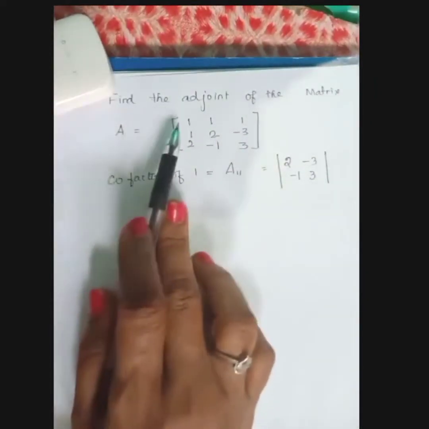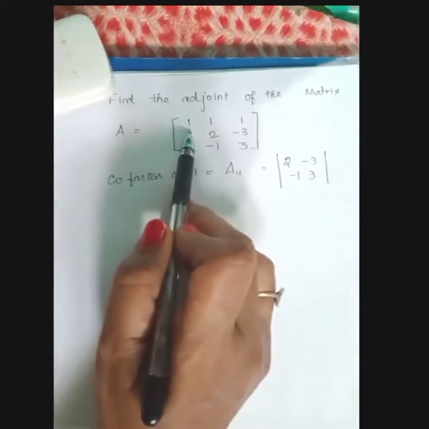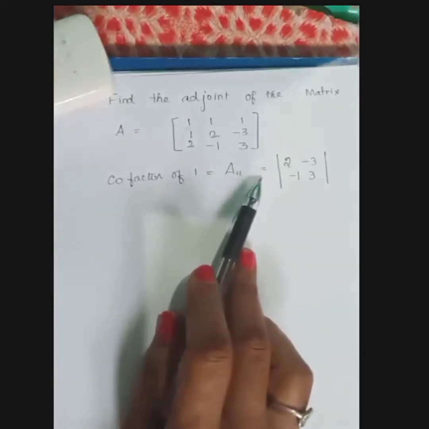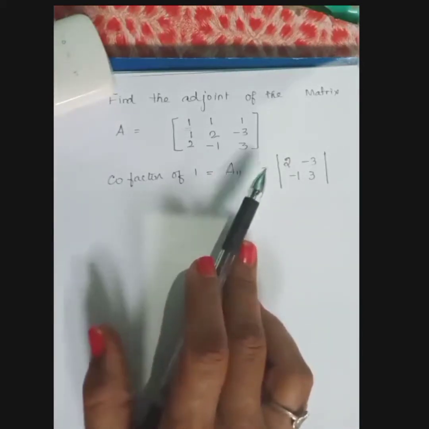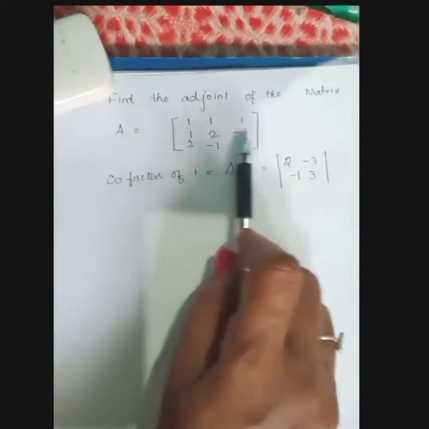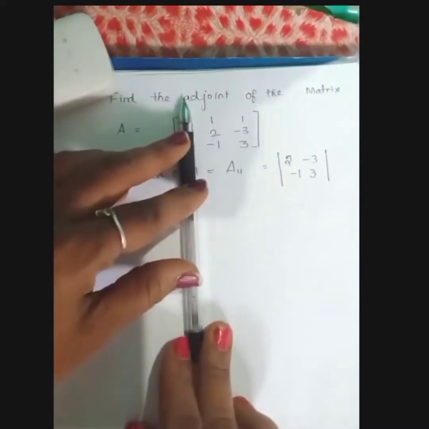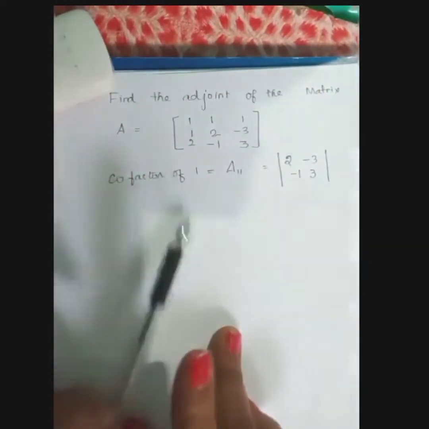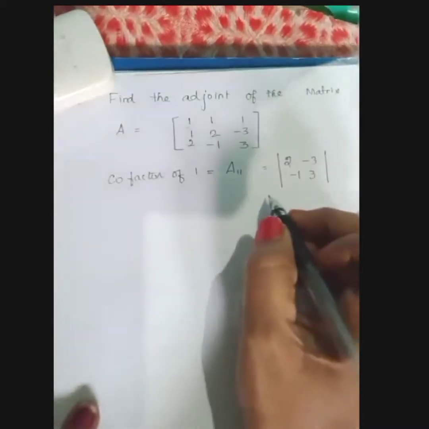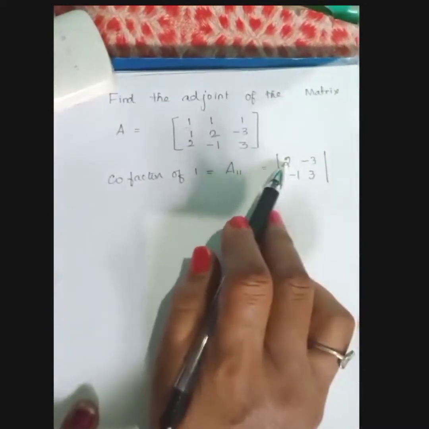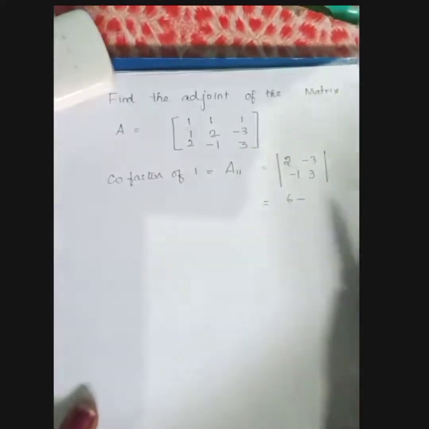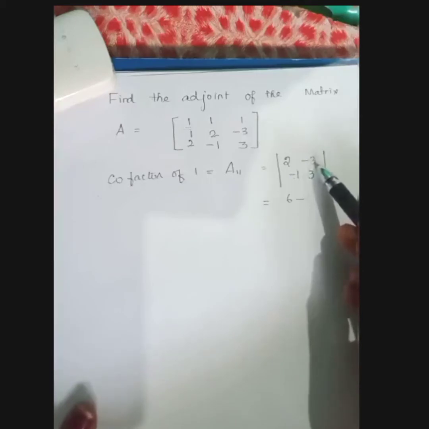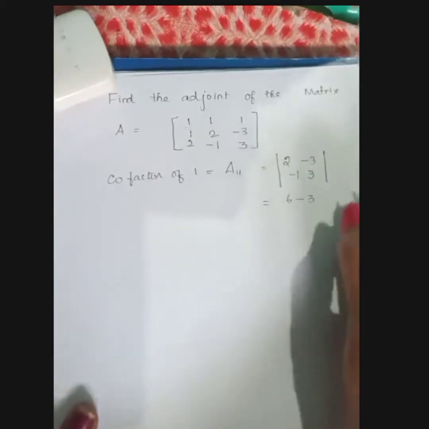Now the cofactor of 1, that is the first row first element, denoted as A11, is obtained by taking the determinant of this 2 by 2 matrix, that is leaving this column and this row, we get 2, minus 3, minus 1, 3, whose determinant is 2 into 3 is 6, 6 minus the product of these two elements, that is minus 1 into minus 3 is 3, which is going to be 3.